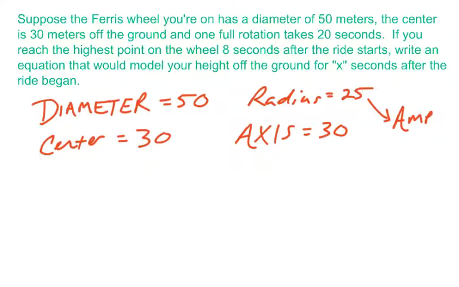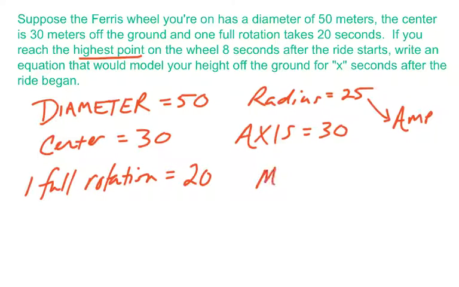It says one full rotation, one full rotation is 20 seconds. That's a very fast Ferris wheel. And it says if you reach the highest point, that is considered the maximum. The maximum happens at 8 seconds. This is the horizontal phase shift. This here is the phase shift to the right.